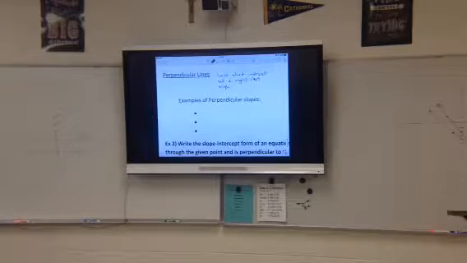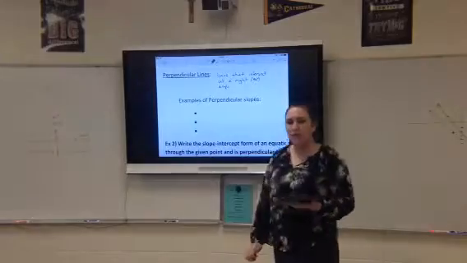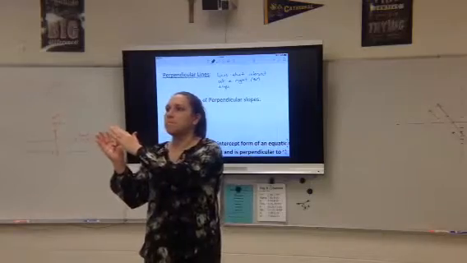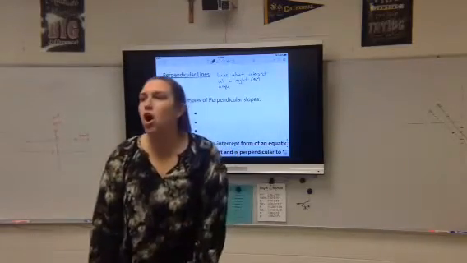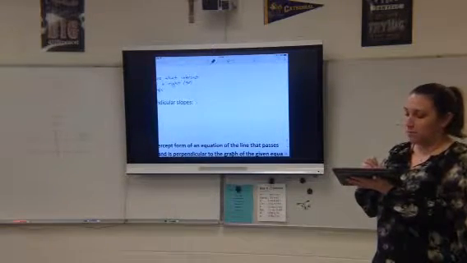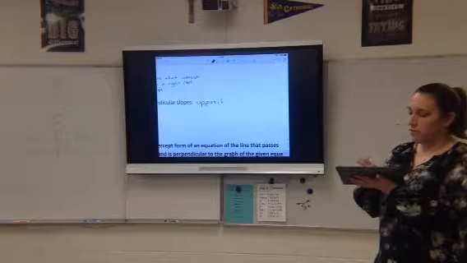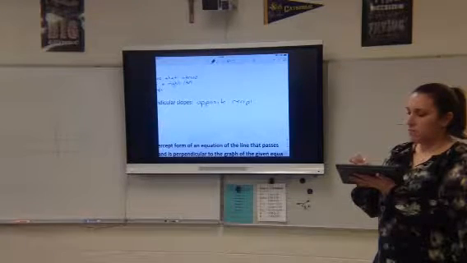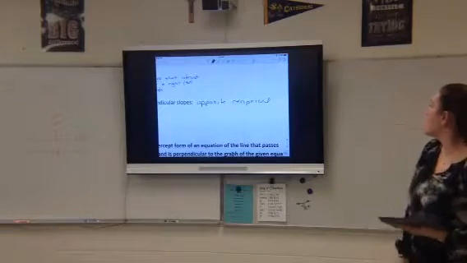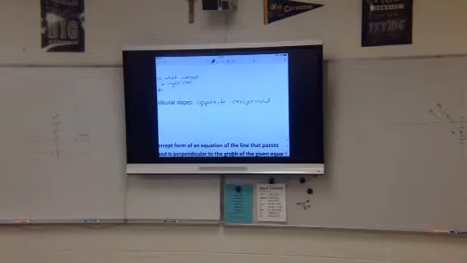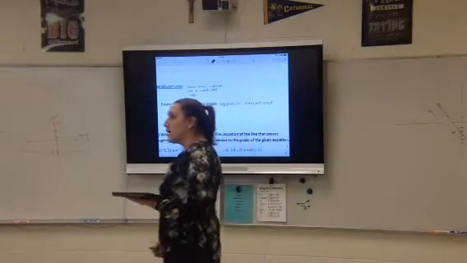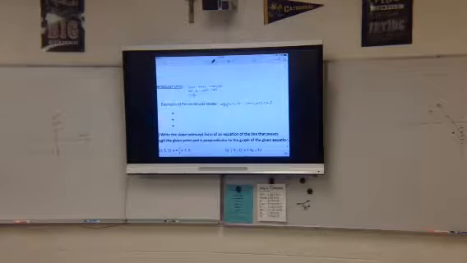All right, examples of perpendicular slopes, okay? Now, perpendicular slopes can't be the same, right? If they're the same, then they run side by side, all right? So perpendicular slopes are called opposite reciprocal. So right here, next to perpendicular slopes, put opposite reciprocal. Okay, so we're going to talk about the slopes first, and then we'll start actually looking at examples.